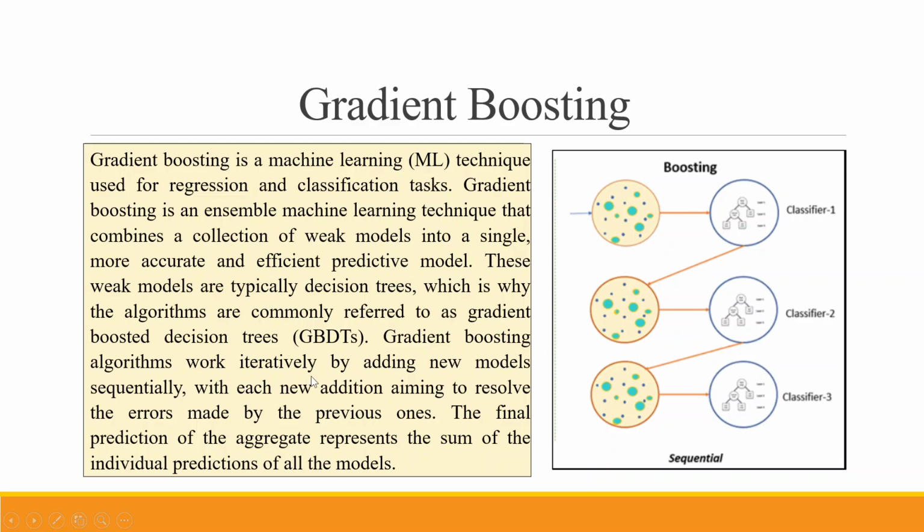Gradient boosting algorithms work iteratively by adding new models sequentially. Just see here, the data goes to classifier 1. Now, again, the data will be fed to the new classifier. Again, these data points are fed to classifier 3. Each new addition aims to resolve the errors made by the previous ones. So if any misclassification is done, it is rectified by classifier 2. Again, if there is any misclassification, it is rectified by classifier 3. The final prediction of the aggregate represents the sum of the individual predictions of all the models.